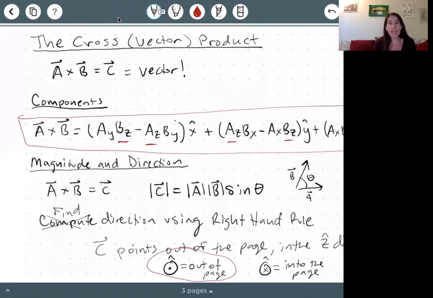All right, so that is how you compute the cross product, which again, unlike the dot product, gives you a vector. And you can compute it in two ways. The first is this long formula, if you're given components. And the second is a two-step process, where first you compute the magnitude of the cross product. And then next you use the right-hand rule to compute the direction of the cross product. All right, that's the cross product.